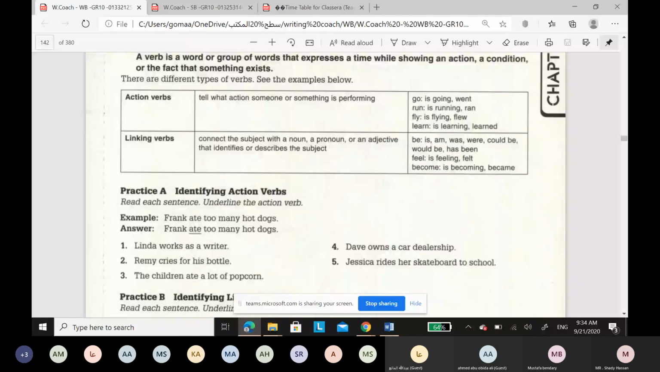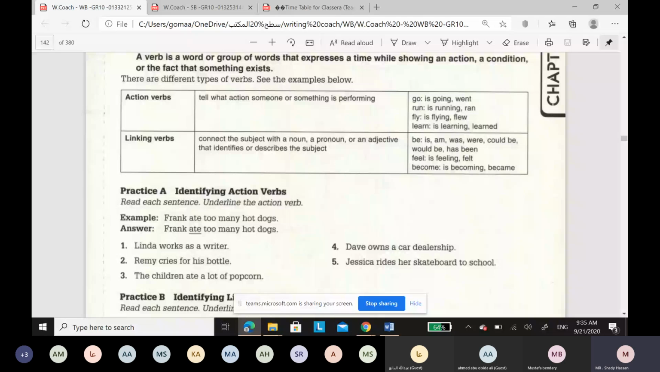Sentence number 2. Remy cries for his bottle. So where's the action verb in here? Is it Remy, cries, or bottle? Cries. Yes, cries. Thank you. 3. The children ate a lot of popcorn. So where's the action verb in here? Is it children, ate, a lot of, or popcorn? Ate. Thank you. Yes, great.